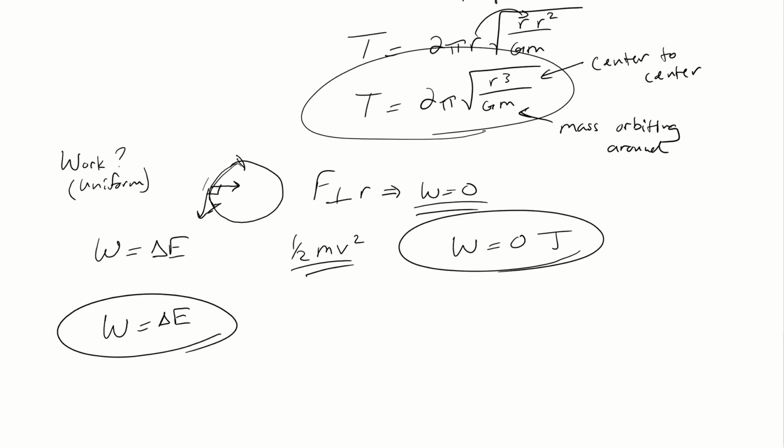So what if it's not uniform? What if it's not a constant speed? Well, maybe I just find the change in either the kinetic or the potential energy as it's going around the circle, right? That's not too hard to do if we take our time with it.